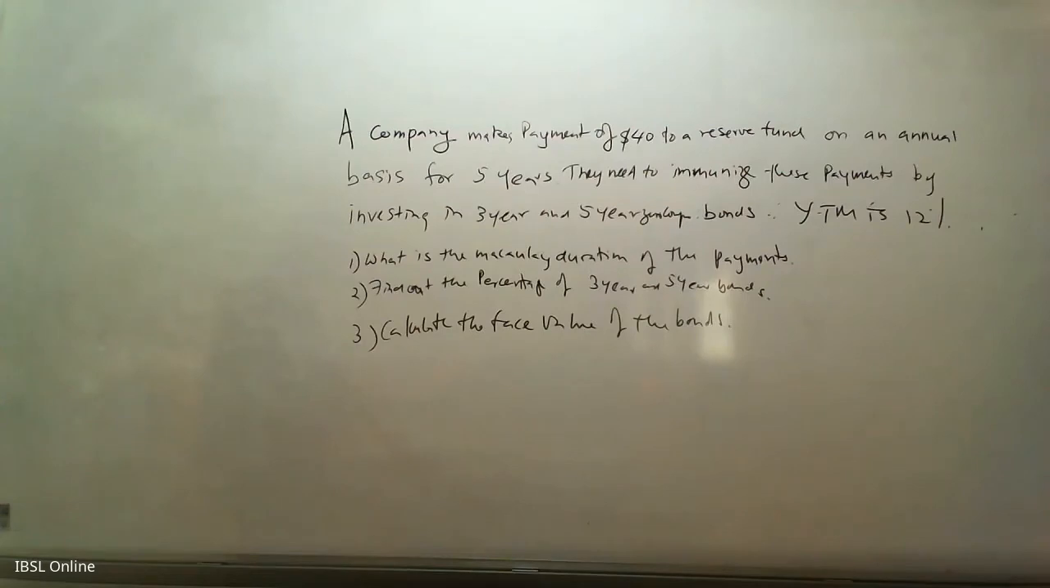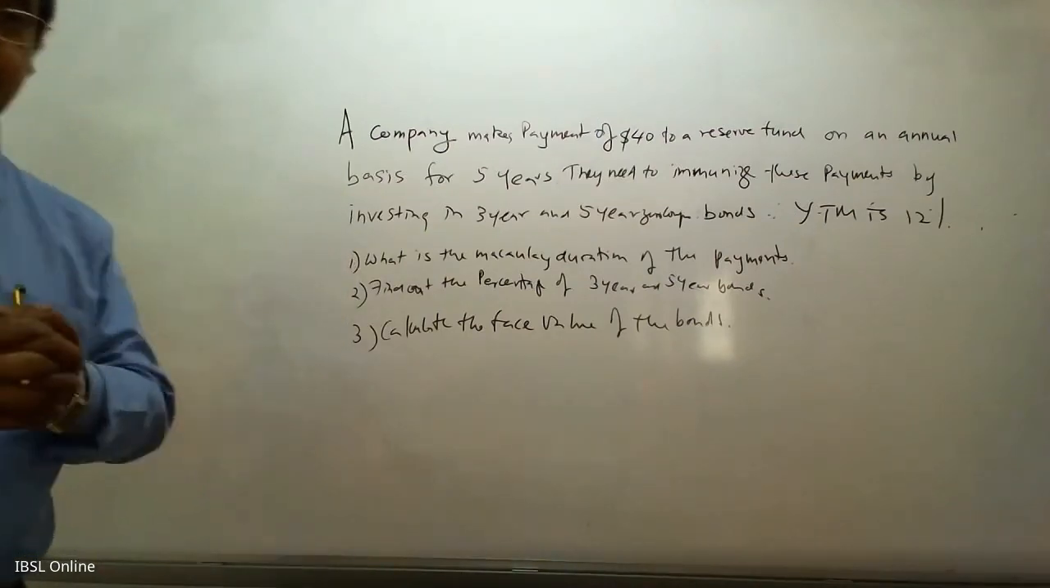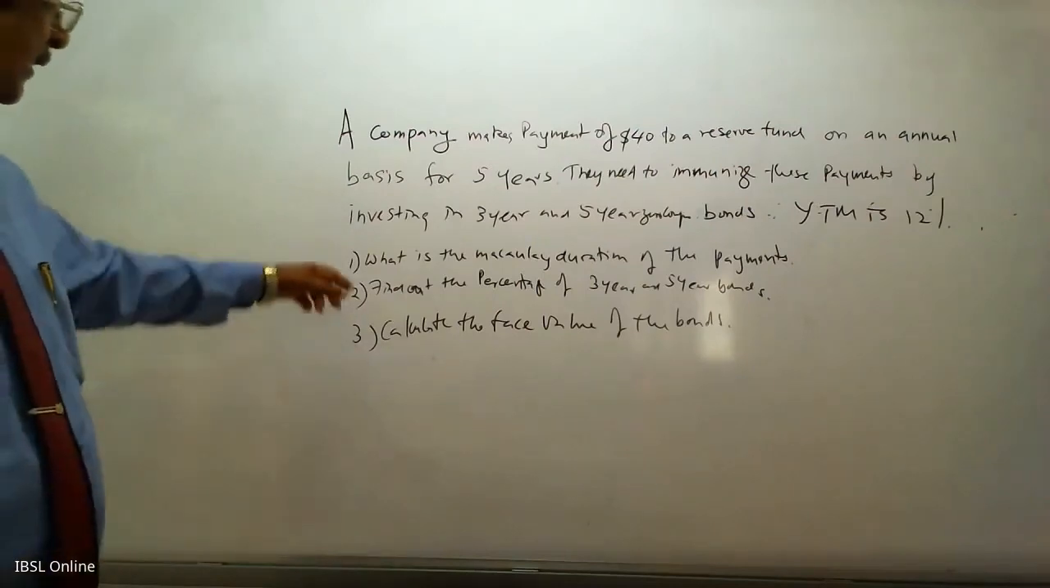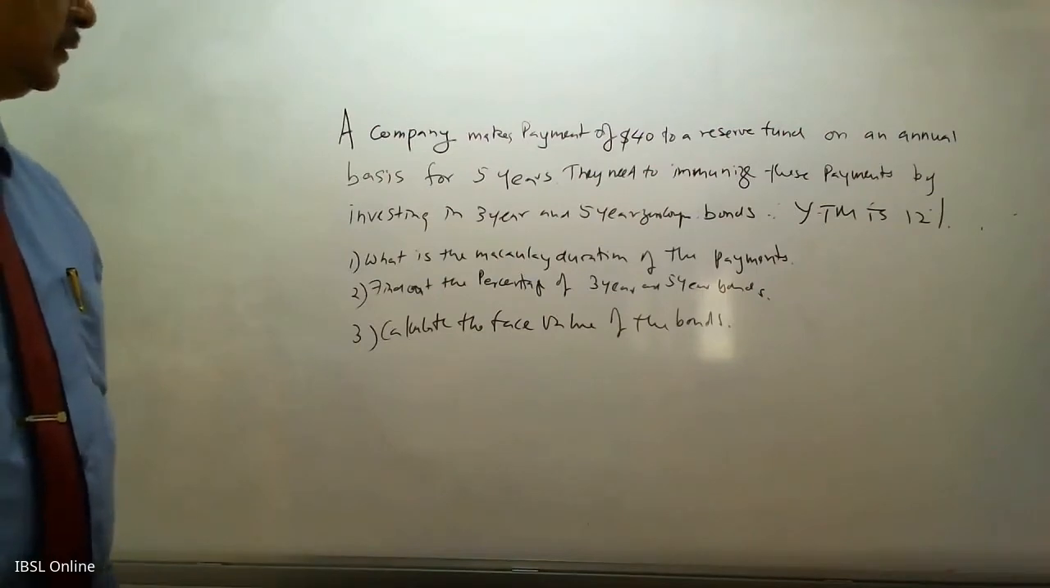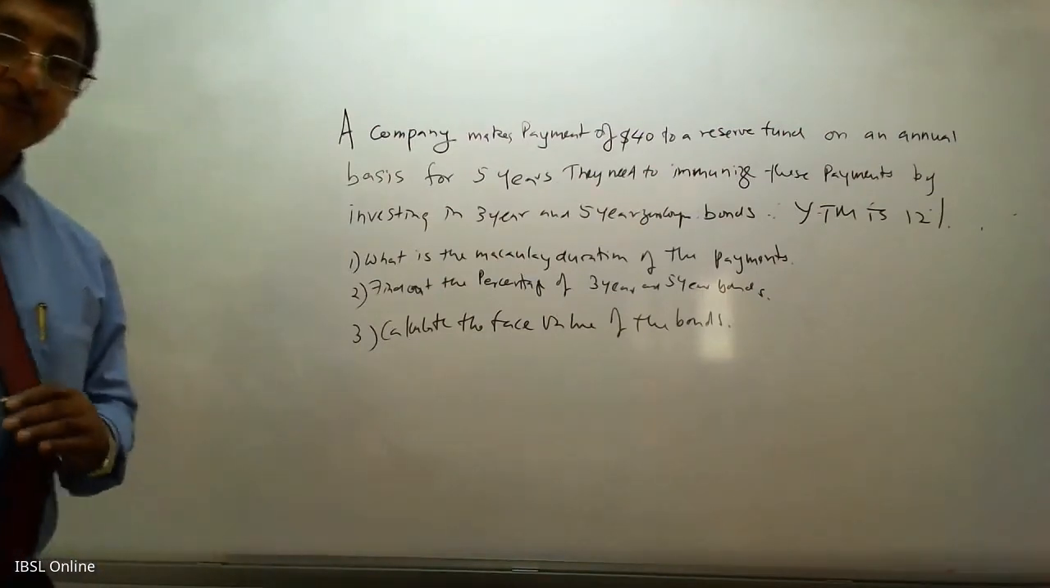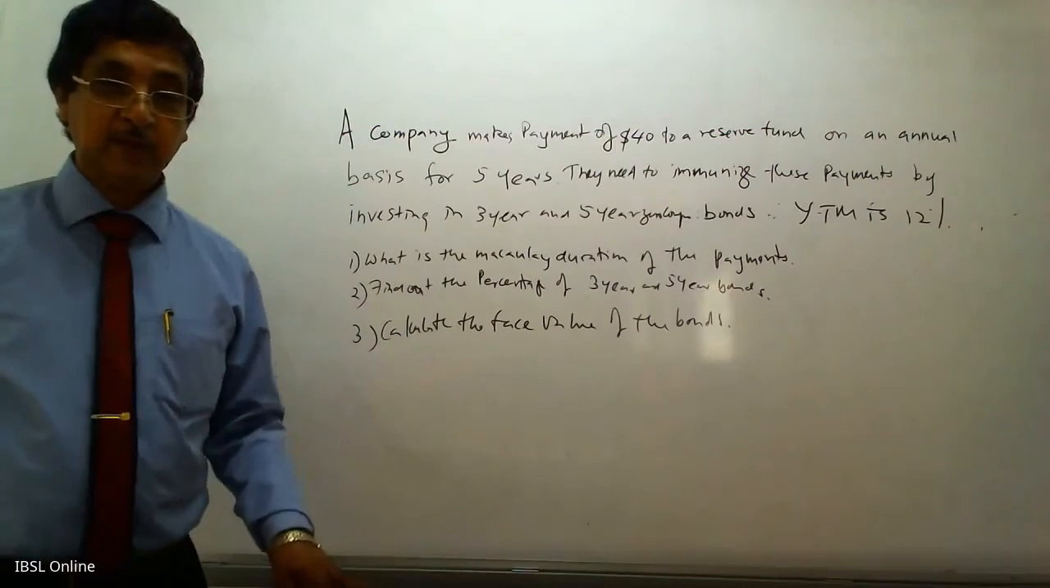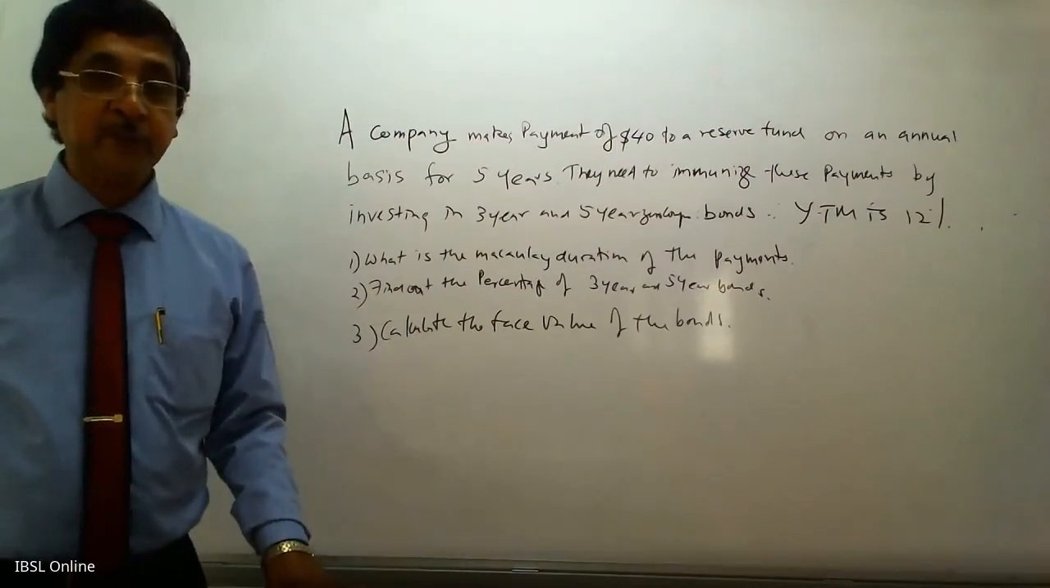YTM is 12%. Number one, what is the Macaulay duration of the payments? Number two, find out the percentage of 3-year and 5-year bonds. Number three, calculate the face value of the bonds. So these are the questions. Now you need to do it yourself. Just start with doing it, and the first answer should be the duration. So you do it and try your best to do it on your own.